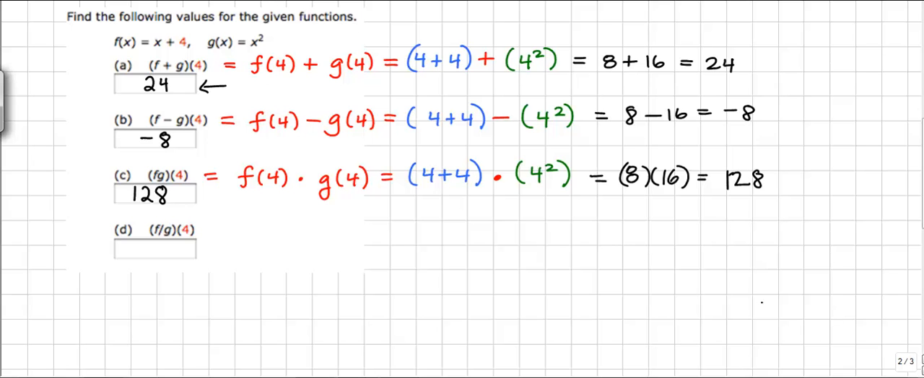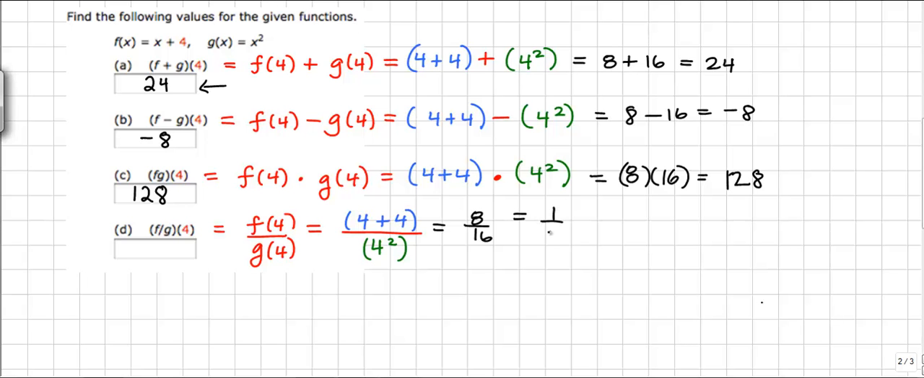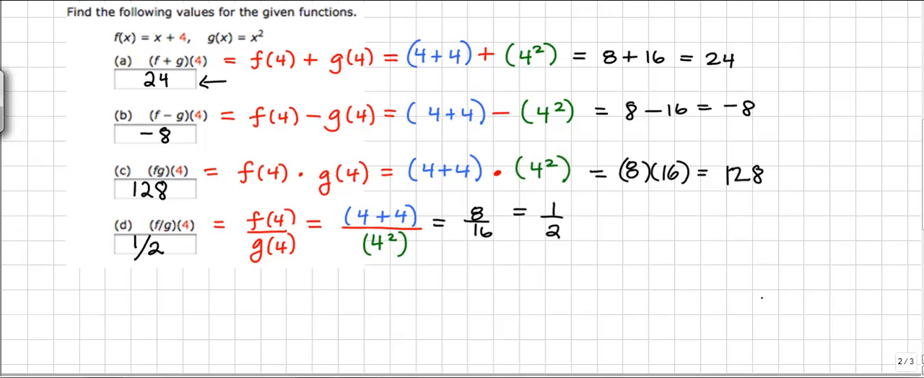Okay, lastly, f divided by g of 4 is f of 4 divided by g of 4, provided g of 4 is not 0, and we've already seen that it is not. F of 4 is 4 plus 4 divided by g of 4, which is 4 squared, leaves us with 8 divided by 16, which is fine as an answer, or 1/2. Okay, so this is an example of just simply using the definitions and evaluating at a certain x coordinate.